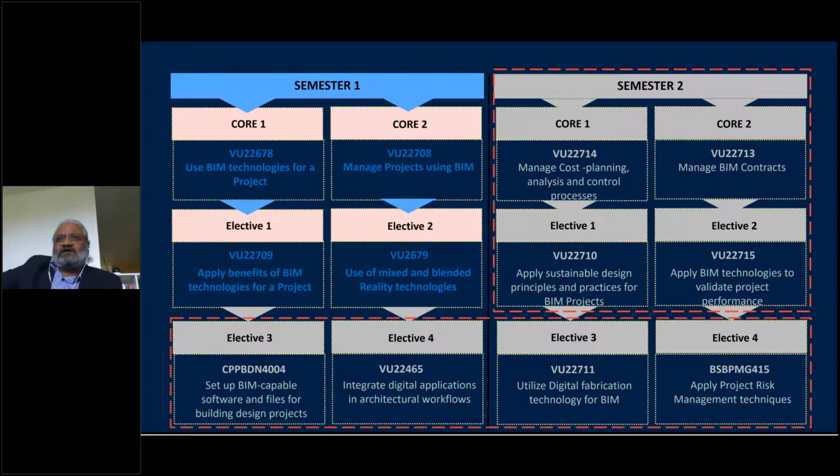So the ones which are circled or with the red bracket are the units which will be covered in the advanced diploma, and the second set of units at the bottom are the choices. You have the elective choices which will be provided to you. For example, the digital fabrication technology, risk management, or setting up of a BIM capable software and files and so on. So for this year's intake, we are looking into those 4 units on the left hand side which are highlighted in blue. Okay, so you don't have a choice to pick another elective for this year, but in the future you may get a choice to pick an elective.